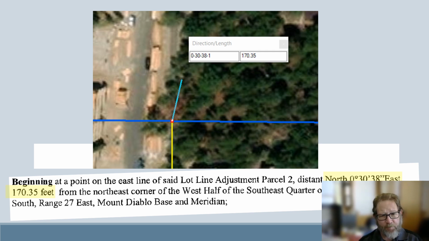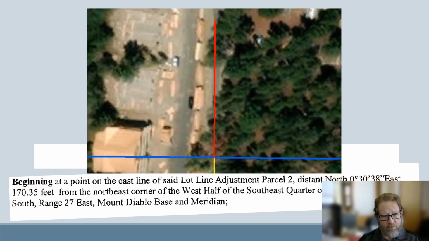In this tab I want you to input the direction and the length. The direction being 0 degrees, 30 minutes, 38 seconds, dash 1, the 1 being northeast, and the distance being 170.35 feet. After you've done that, press enter. You will now have a line. Your line should look like this.